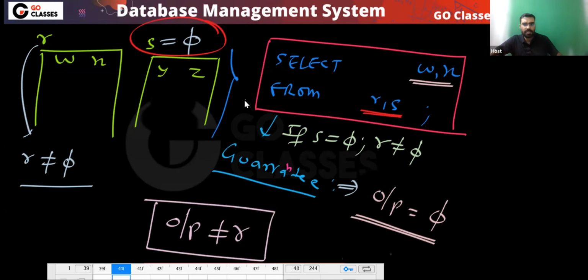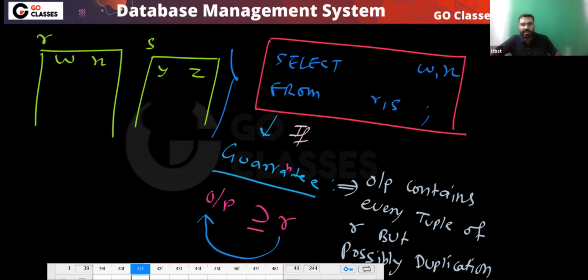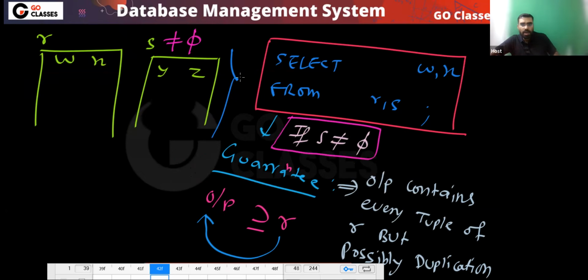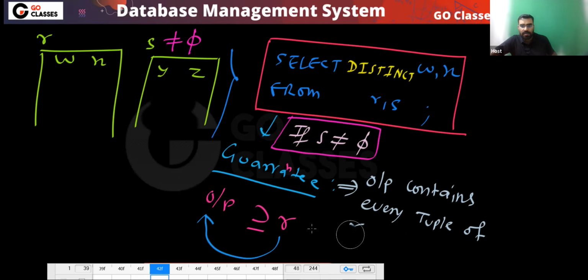So I can guarantee that if S must not be empty, then the output will contain every tuple of R, but possible duplication can be there. That duplication I can remove with the distinct keyword. With the distinct word, the output cannot have duplicates. So the output will contain every tuple of R, but no duplicates.